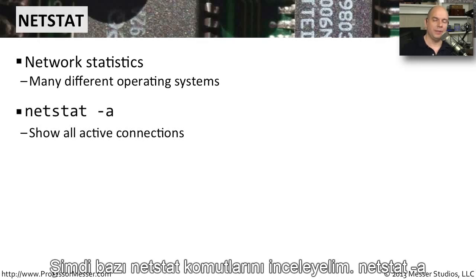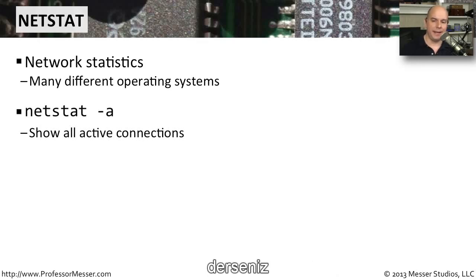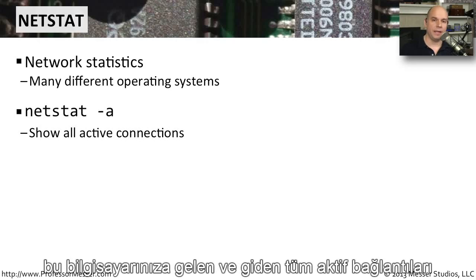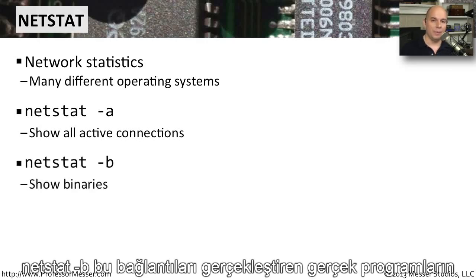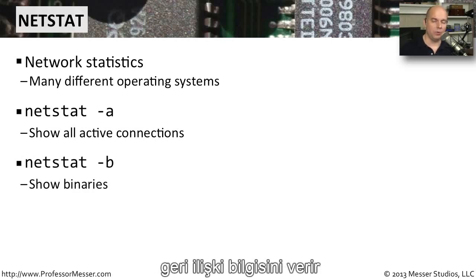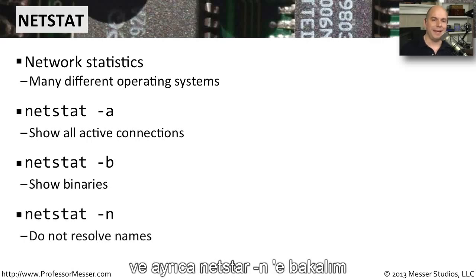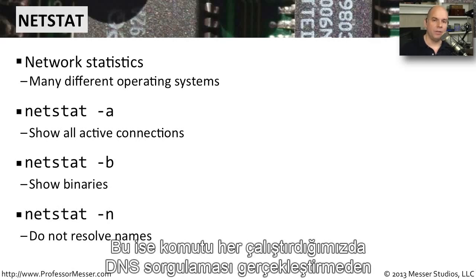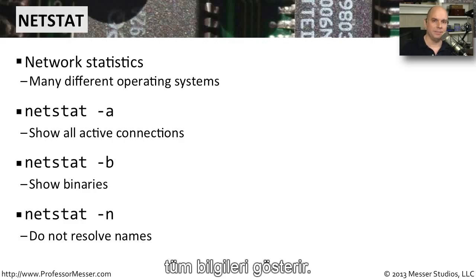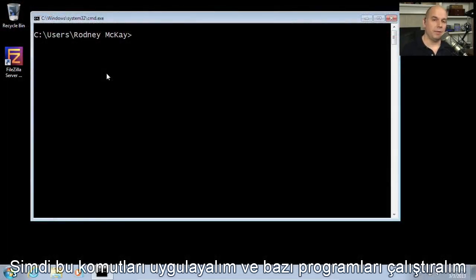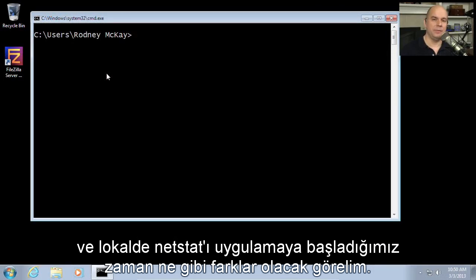Let's run through some different Netstat commands. Let's use the Netstat -a that shows all of the active connections, both incoming and outgoing on our computer. We'll also perform a Netstat -b, which correlates back the binaries, the actual programs that are being used to provide this communication. And we'll also look at Netstat -n that shows us all of that information without having to perform DNS queries every time we run the command. Let's perform some Netstat commands and run some programs and see what the differences might be on this local machine when we start using Netstat.